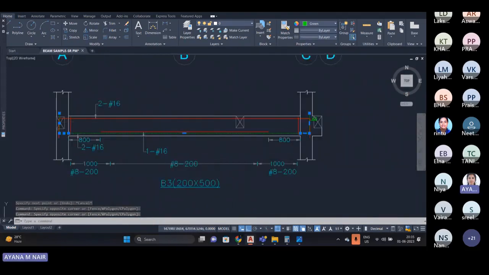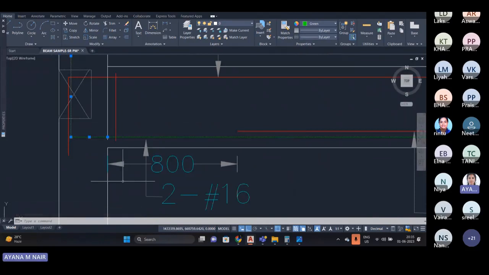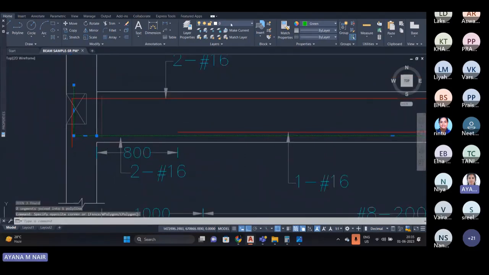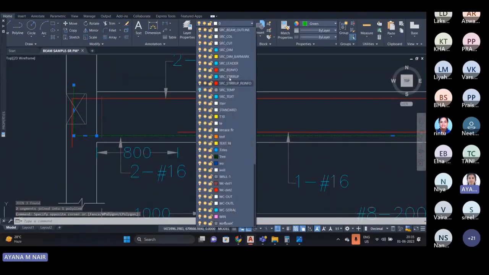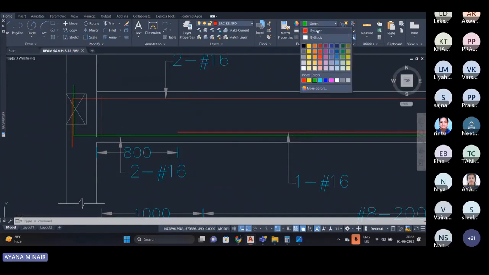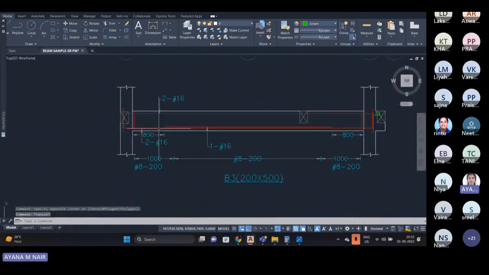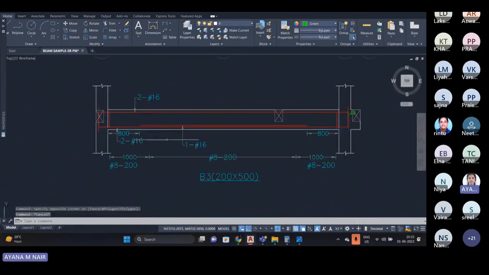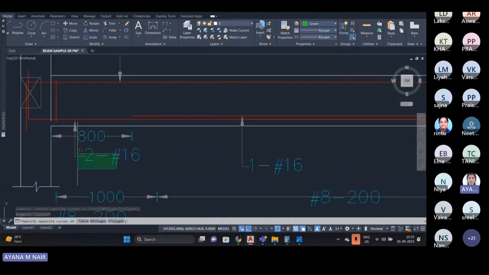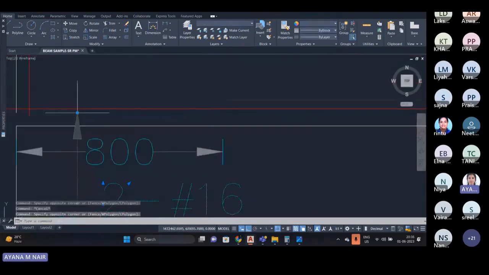Always make sure that all these lines are joined together, or it's a polyline. So select this one and you have to change it to the layer SRC reinforce. Okay, so it's also corrected. Now also the tip of this leader should point to this bar.